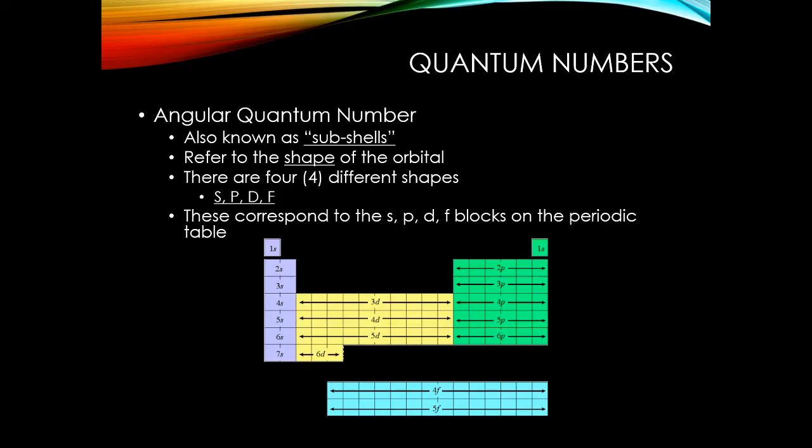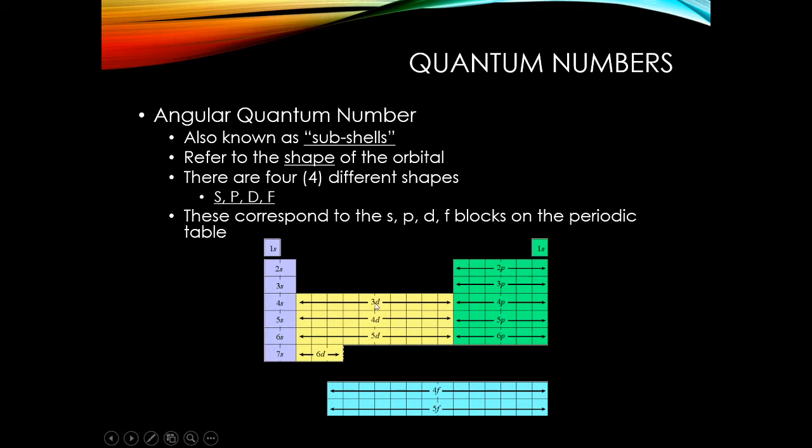There's actually blocks on the periodic table that represent the different shapes of the electrons that you would find as valence electrons. So the first 2 columns in the periodic table are called the s block because their valence electrons are filling the s shell. The p block, they're filling their valence electrons into the p orbitals, and then d orbitals and f orbitals.